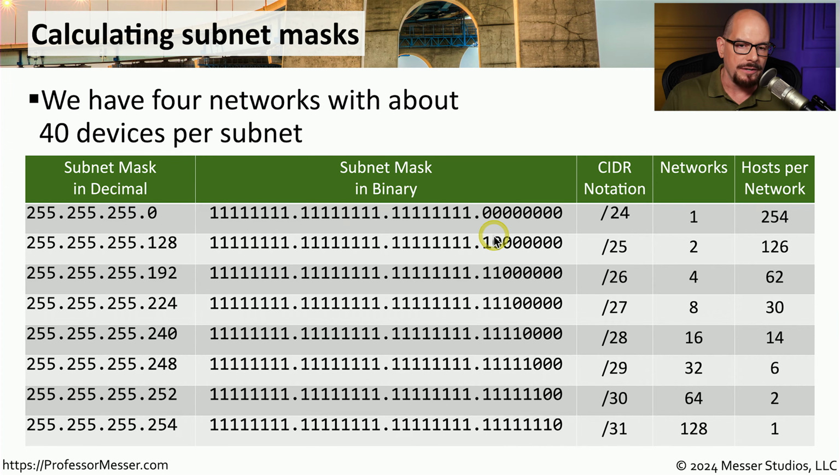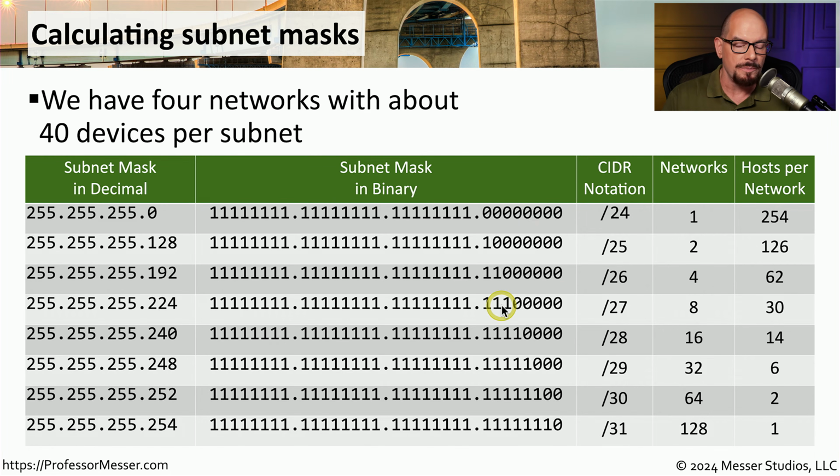If we borrow one bit from the host side so that we are 255.255.255.128 as our subnet mask, or a /25, we would be able to create two networks with 126 hosts per network. We are getting closer to that number of 40. Let's keep going by borrowing another bit so that our subnet mask is 255.255.255.192, or a /26. This allows us to have four networks with a total of 62 hosts on each of those subnets. This is certainly getting close to 40, but let's go one more step to see if we're getting even closer to that 40 value.